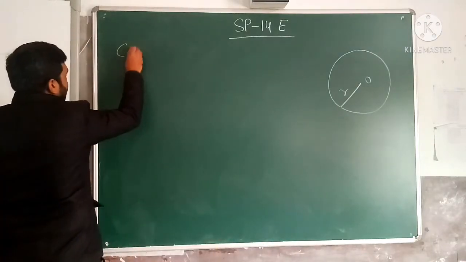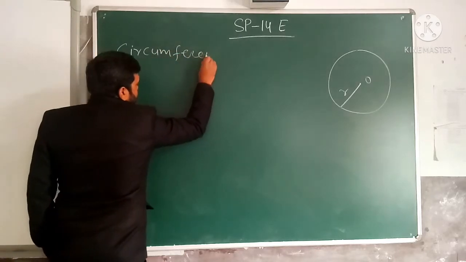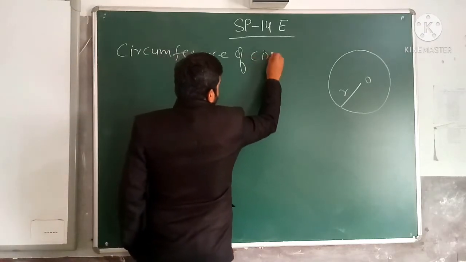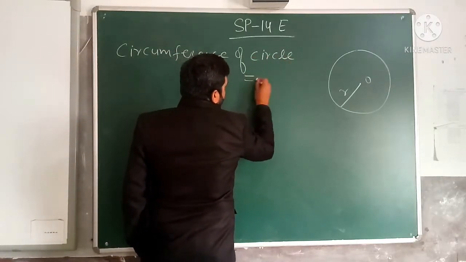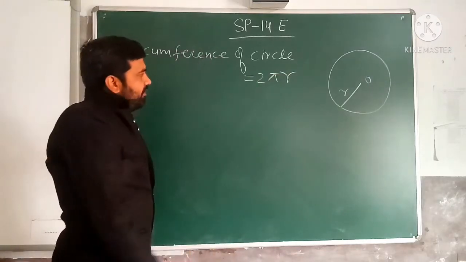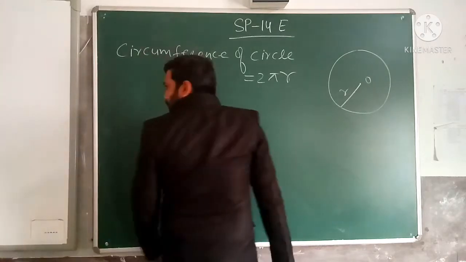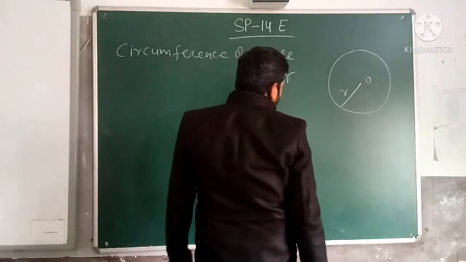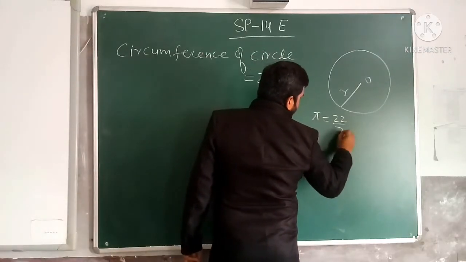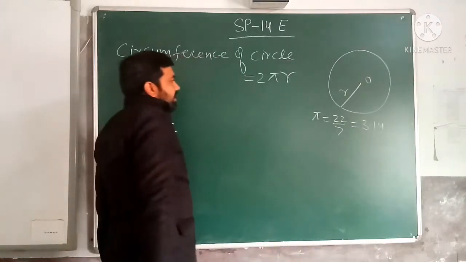So what is the circumference of a circle? The first formula we will learn: circumference of a circle equals 2 pi r, where r is the radius and pi is a constant quantity. The value of pi is 22 by 7 or 3.14, that we have to use.